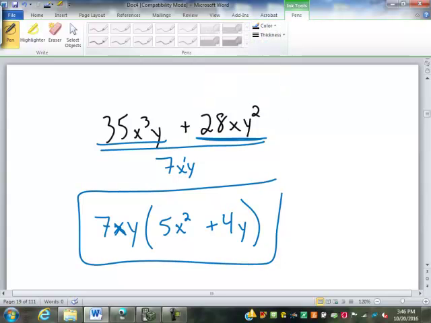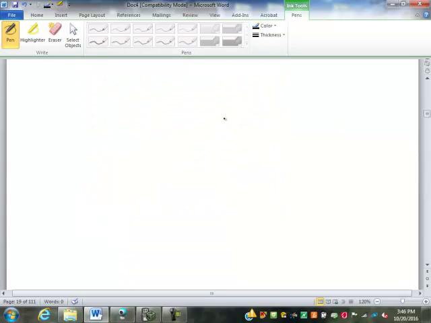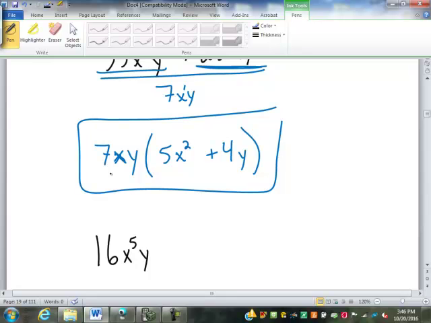Questions? So do you have to put the 7xy times that, is that the standard answer for all of our answers? Yeah, you have to have both pieces. You have to have this piece and then what's in the parentheses. Okay. Yeah.